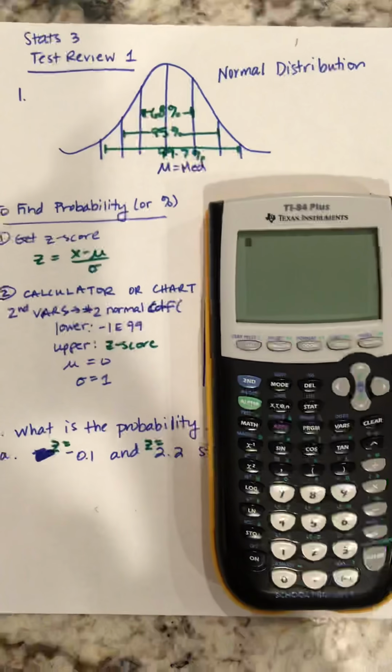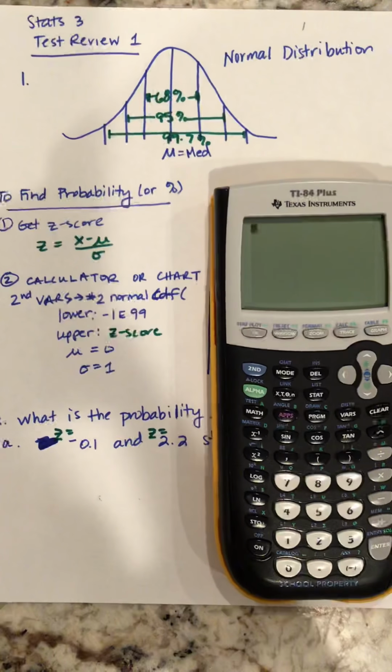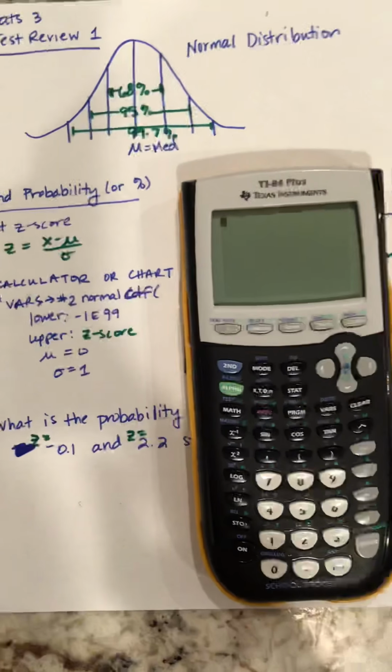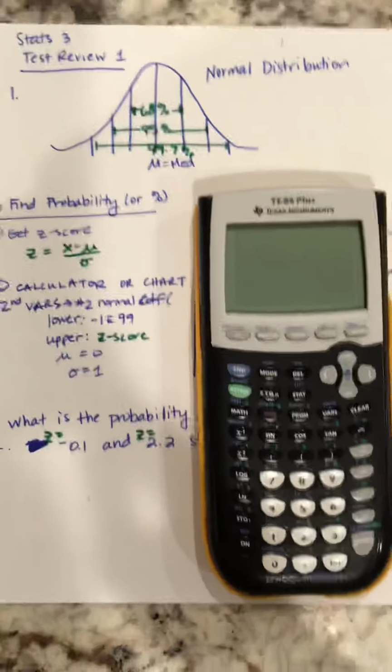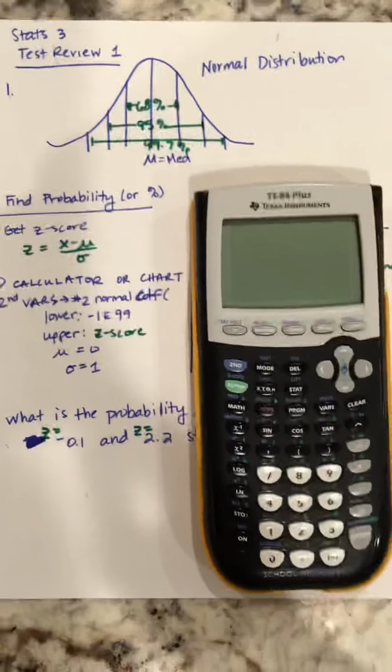If you have an older model calculator, I will try my best to walk you through how to type that in. Or if you don't have a calculator, just grab it from the self-service on your iPad. It should be there for you. All right, so we're going to use 2nd Vars, and when we're trying to find the probability given the z-score, we are going to use number 2 here.